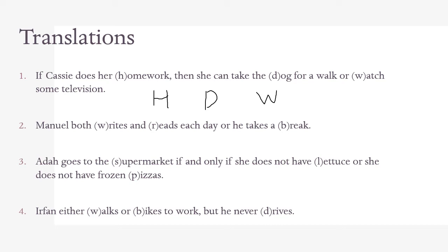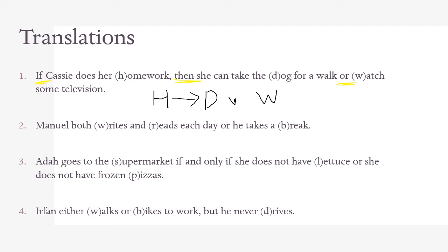So now let's go back through and see if we can find what our operators are. If Cassie does her homework, then, so we see an if-then statement. So what do we use to symbolize an if-then statement? We'll use an arrow. Then let's look at the rest of the sentence. Then she can take the dog for a walk or watch some television. So how does the or get represented in propositional logic? We just use a wedge. There we go. Now, are we done?